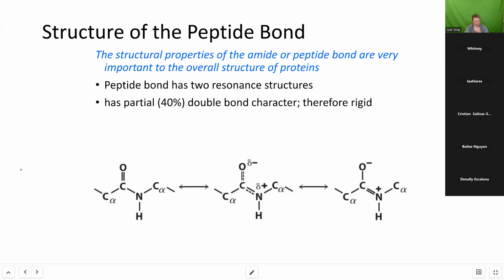Now, like I said, when you get a figure like this, you always want to be able to identify your alpha carbon because that's going to help you identify your peptide bond.